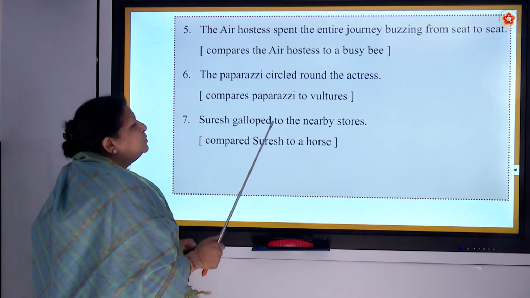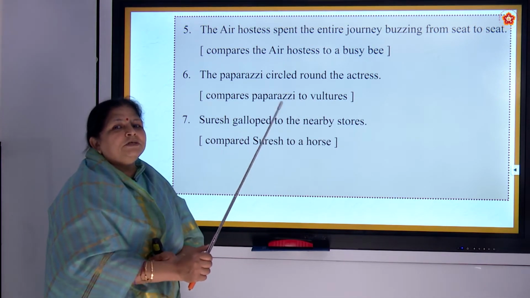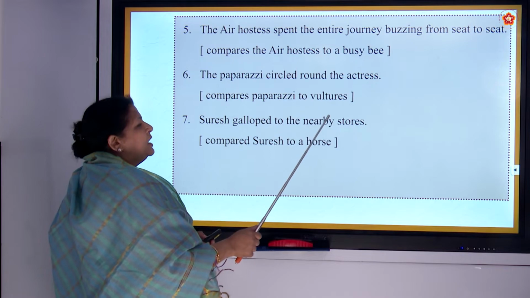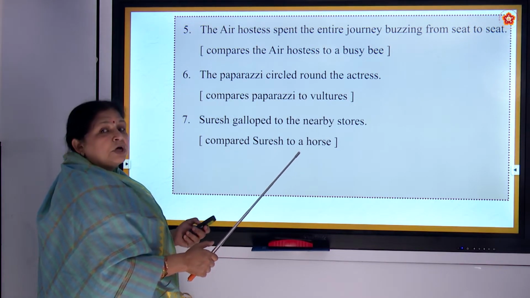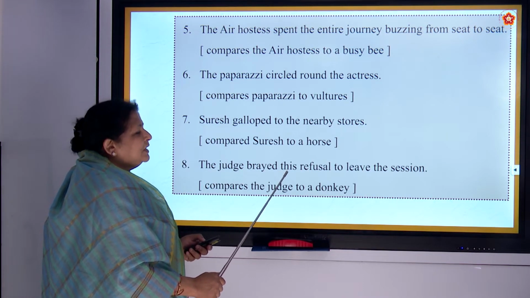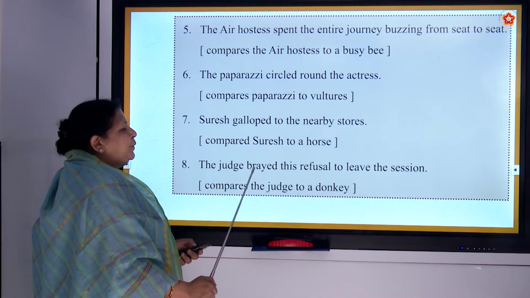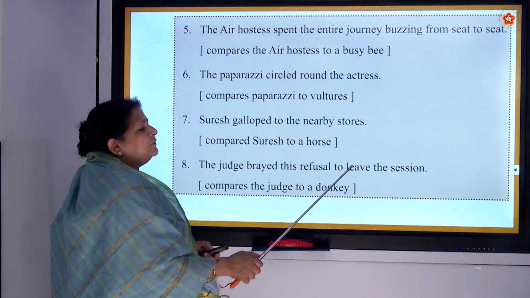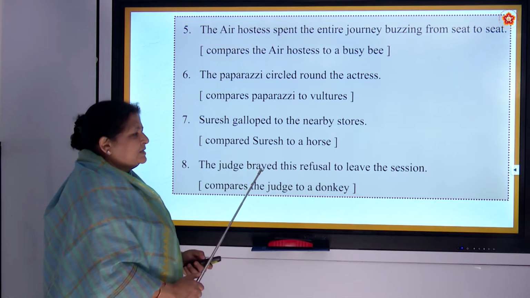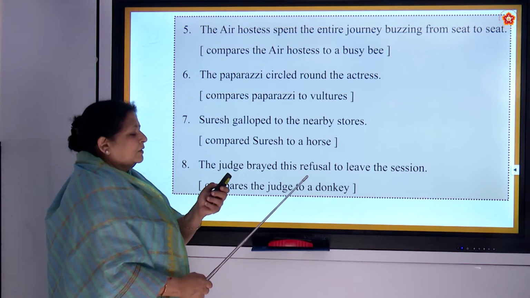Suresh galloped to the nearby stores. Now, who gallops? All of us know, right? The horse gallops. So it compares Suresh to a horse. Then, the judge brayed his refusal to leave the session. Now, what is brayed? Who brays? Yes, the donkey. It compares the judge to a donkey.